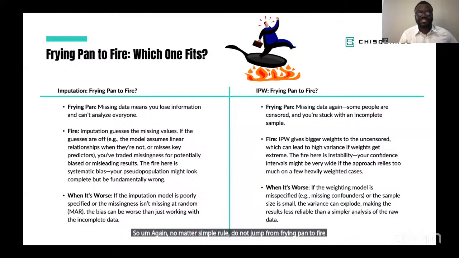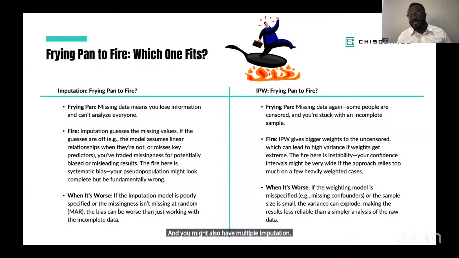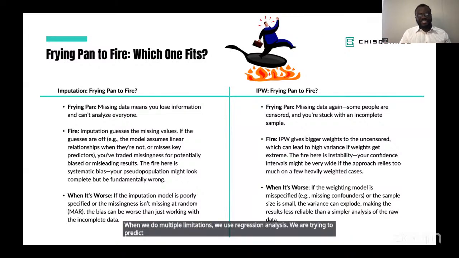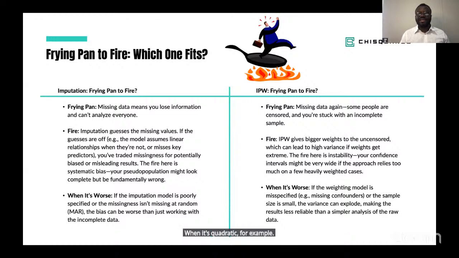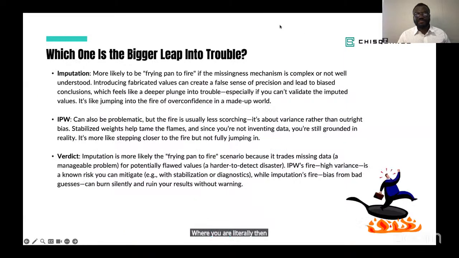Multiple imputation has the potential to literally grab you and dump you into the fire because the assumption of MAR may not be met, and you might also have model misclassification in multiple imputation. When we do multiple imputation, we use regression analysis. We are trying to predict. You might, for example, assume that the relationship between the variables is linear when it's quadratic, right? So all of those kinds of misspecifications can land you in trouble where you are literally jumping from the frying pan to the fire.